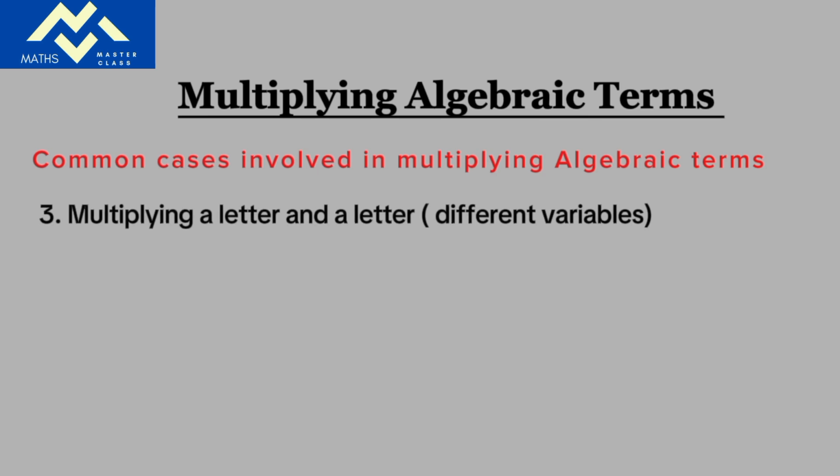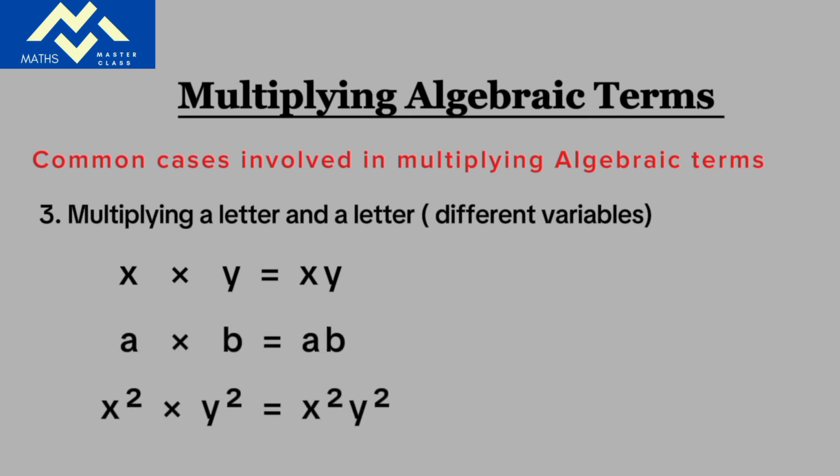The next case is when multiplying different variables. Example, x times y equals xy. a times b equals ab. x squared times y squared equals x squared y squared. Notice, we didn't add the powers, we just stick them together just like multiplying numbers and letters. The powers are only added when multiplying the same variable. So, multiplying algebraic terms is just about combining numbers and letters using these simple rules.